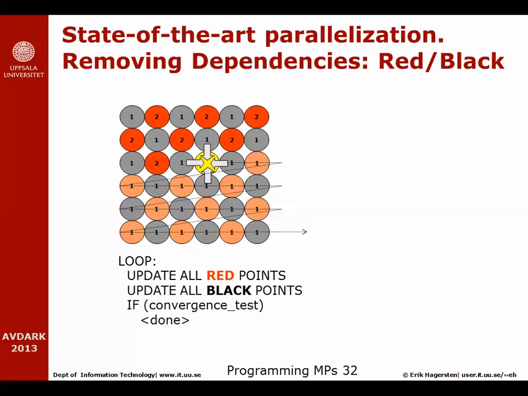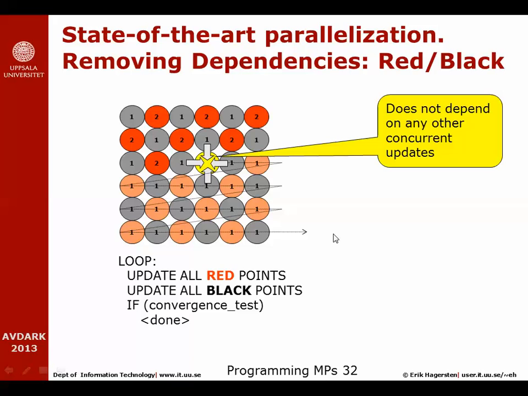Instead, the state of the art in the literature for how to make this parallelization is a technique called red-black. So in the red-black scheme, we have colored every element of this matrix in black, red, and so on. And then the algorithm is that first we update all the red points, then we update all the black points of the matrix, and then we do the convergence test.